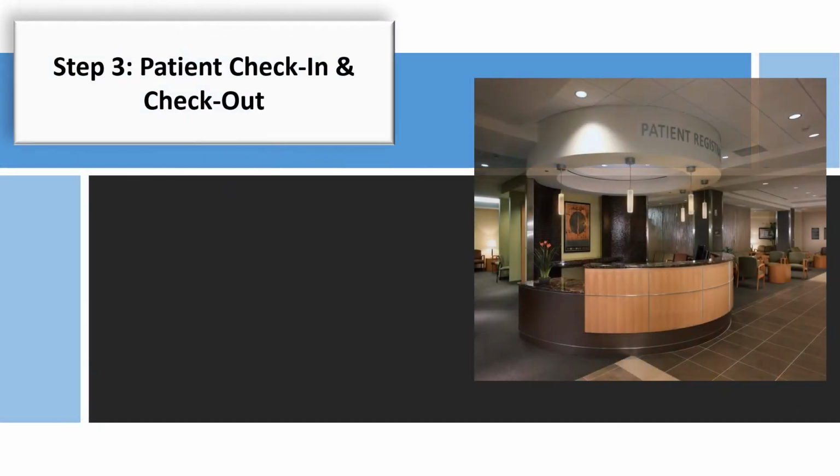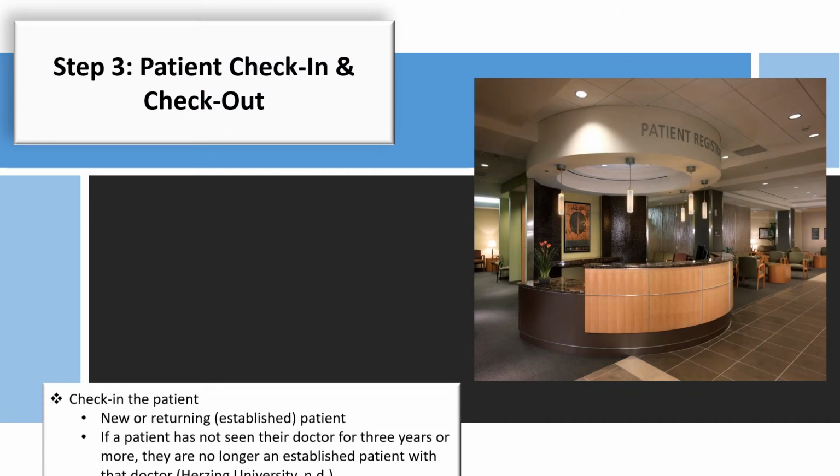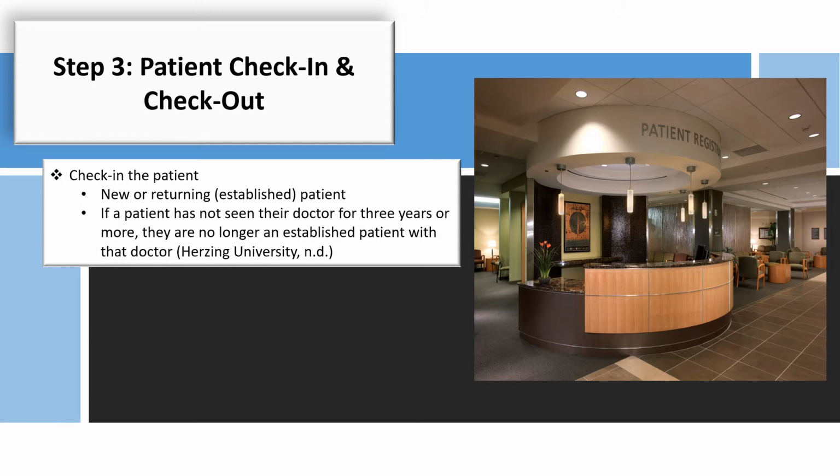Step 3 is checking the patient in and then checking the patient out at the end of their appointment. According to Herzing University's course content for insurance claims, processing, and adjudication, while checking the patient in, you will find out if the patient is new or returning. A returning patient is considered an established patient. If a patient has not seen their doctor for 3 years or more, they are no longer an established patient.